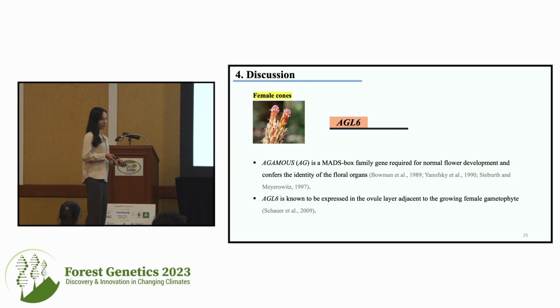Finally, we found hub genes of female and male cones. AGAMOUS-like 6 was the hub gene of female cones in Pinus densiflora. AGAMOUS is a MADS-box family gene required for normal flower development in Arabidopsis and confers the identity of the floral organs. And this gene is known to be expressed in the ovule layer adjacent to the growing female gametophyte. So therefore, it can be suggested that AGAMOUS-like 6 plays a central role in regulating a transcriptional network during the female cone development.